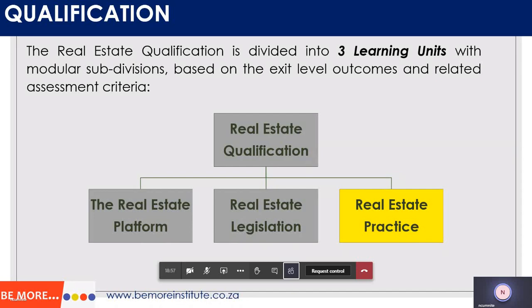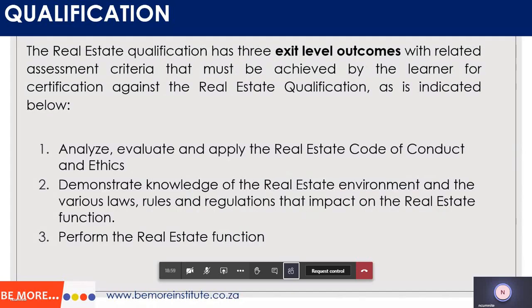As we've already discussed, the exit level outcomes for this course in its entirety are these three things: analyze, evaluate, and apply the real estate code of conduct. We did deal with that. Demonstrate the knowledge of the real estate environment and the various laws, rules, and regulations. That is what we did when we looked at the legislation. Now we are looking at performing the real estate function. So we're getting close.